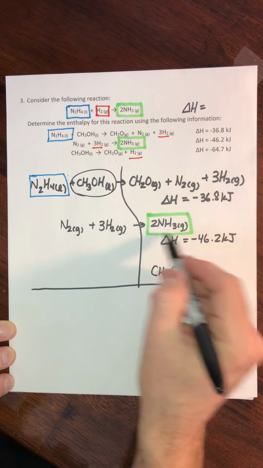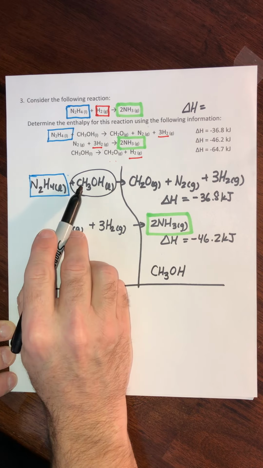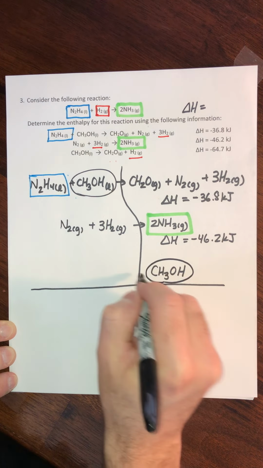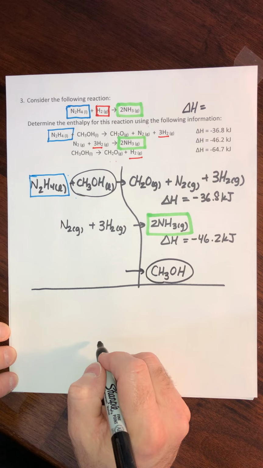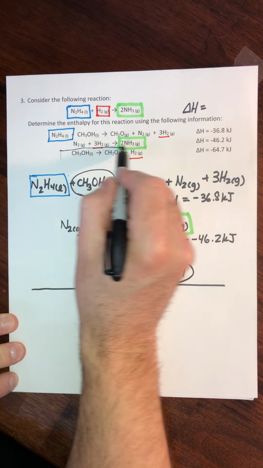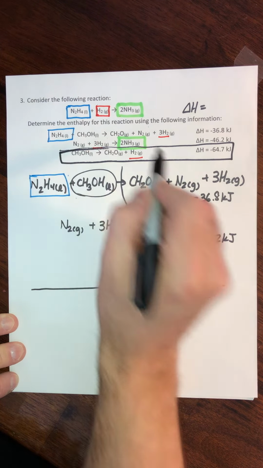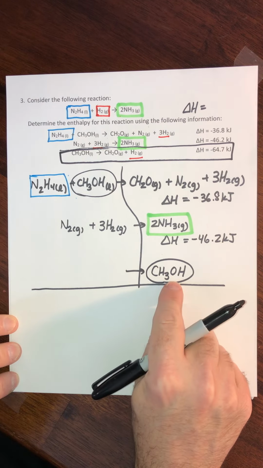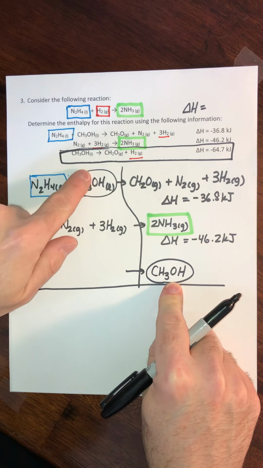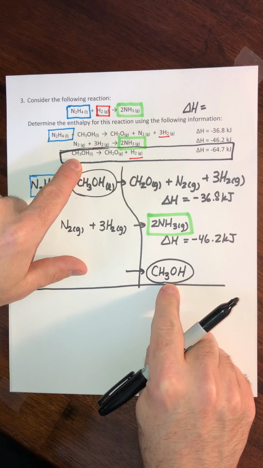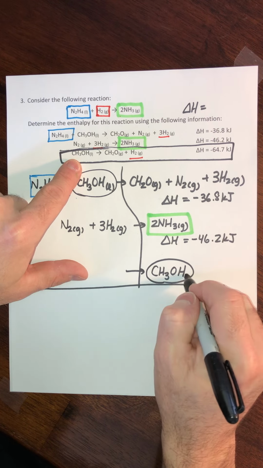Because there's nothing else here for me to cancel with. So if I want this to go away, it's going to have to come through the last equation. So if I do look at my last equation, it should have a CH3OH in it. If I look at it, it does have a CH3OH in it. Excellent. Oops, forgot my liquid.